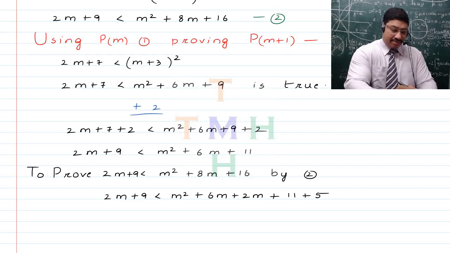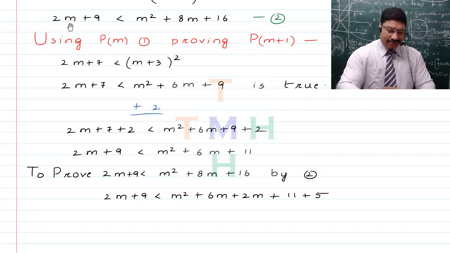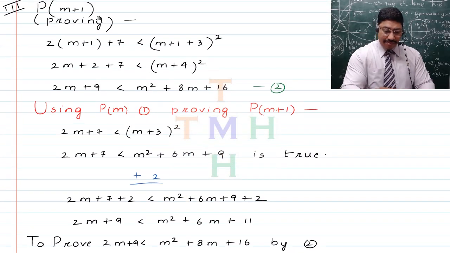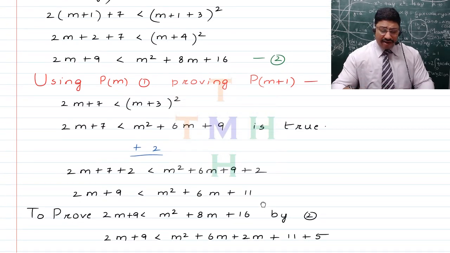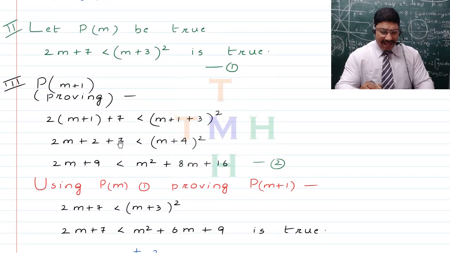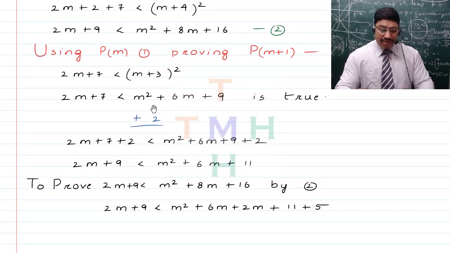Just try and remember what we are trying to do here. We are trying to prove that 2m plus 9 is less than m square plus 8m plus 16. That is the statement which is P(m+1). Now in order to do it, first we looked up what P(m) was, and as it is true, obviously we can expand it, and even then this will stand to be true. So we took up P(m), we expanded it, and then we had a clear idea that it is true.